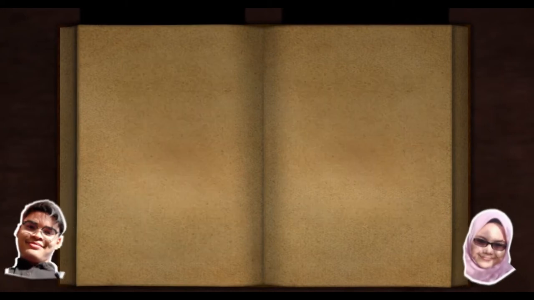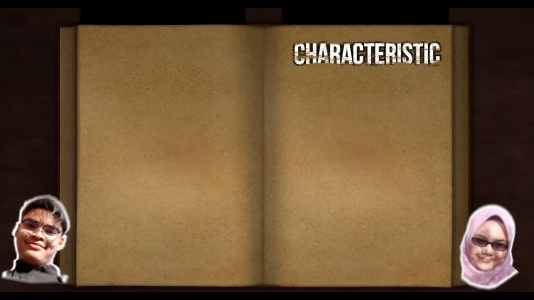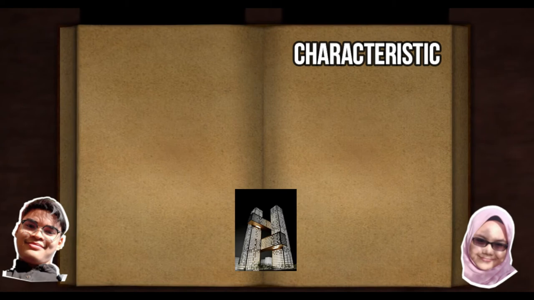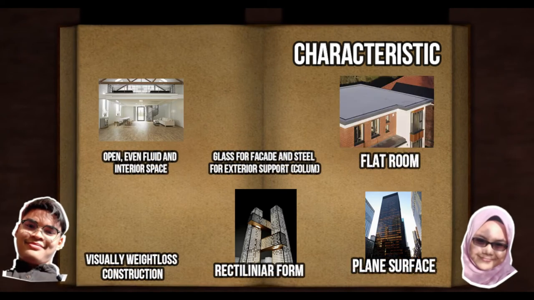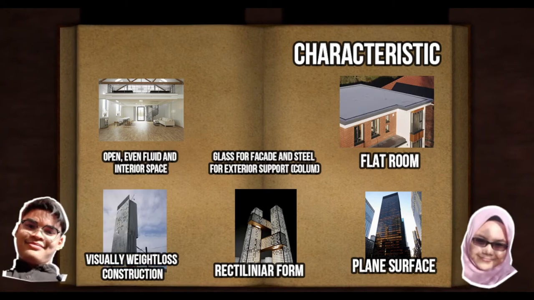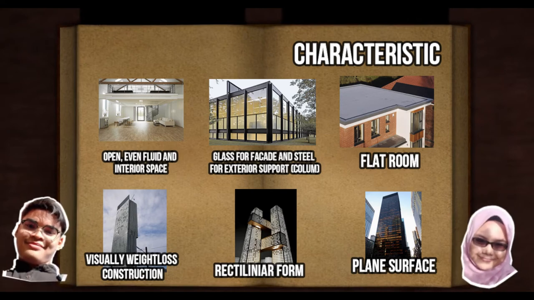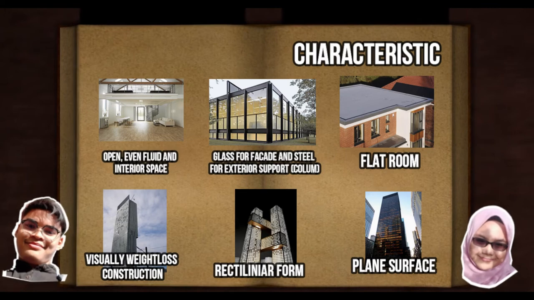This term was coined by Henry Russell Hitchcock and architect Philip Johnson. That was interesting information. Can I know the characteristics of international style? Okay, let me tell you about the characteristics. They use rectilinear form, plain surfaces that are completely devoid of applied ornamentation, open and fluid interior space, flat roof, visually weightless construction, and use glass for facade and steel for exterior support.